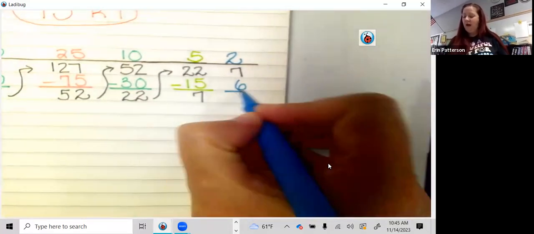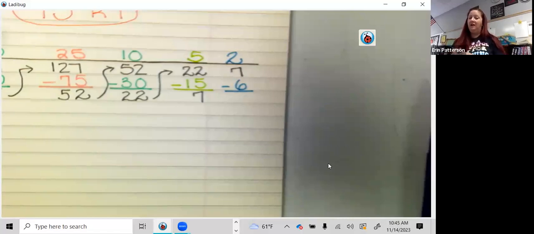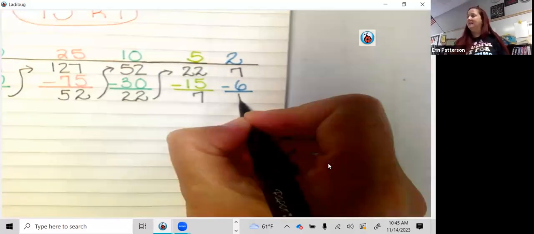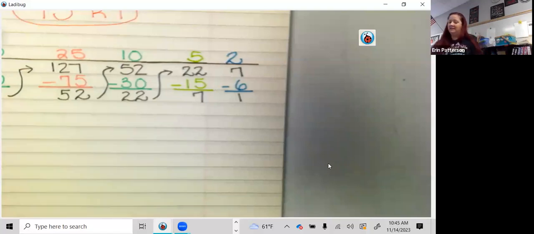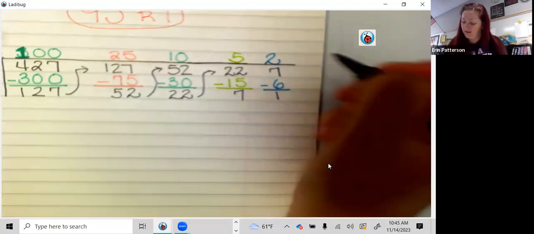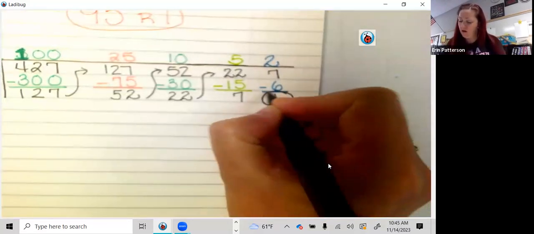I've got to subtract to see how much I'm left with. 7 minus 6 is 1. Yes, my darlings. So I can't give 1 piece to 3 kids, right? So that one right here is my remainder of 1. I'm going to circle it so I don't forget it.